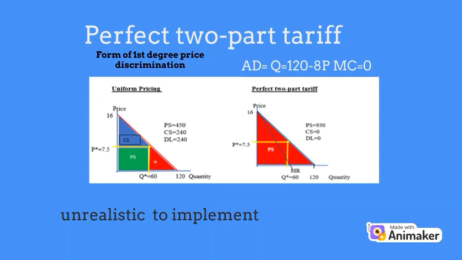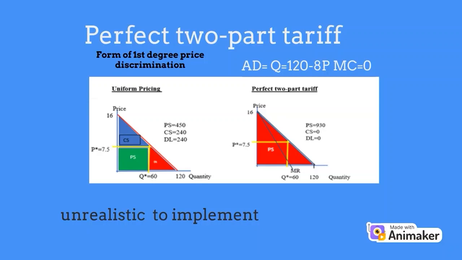In a perfect two-part tariff strategy, the firm sets price equal to marginal cost, which is 0, so the whole area becomes consumer surplus. However, we assume the firm charges its fixed entry fee equal to consumer surplus, which therein converts it entirely into producer surplus, totaling 930, maximizing surplus and thus market efficiency, which is preferable to uniform pricing. However, it is an unrealistic model as it relies on the homogeneous demand assumption.